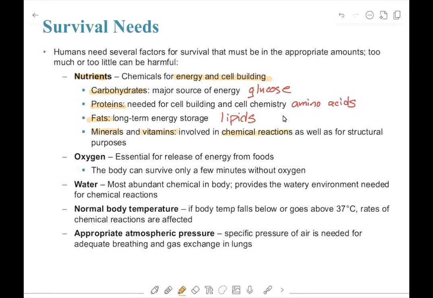The second survival need is oxygen, and the body can only survive a few minutes without oxygen. The third is water, the most abundant chemical in the body. Usually, water can be between 60 and 80% of the body weight. The fourth is the normal body temperature of 37 degrees Celsius, which is 98.6 degrees Fahrenheit, and also the atmospheric pressure. This is important for the pressure of the air needed for breathing and gas exchange in the lungs.